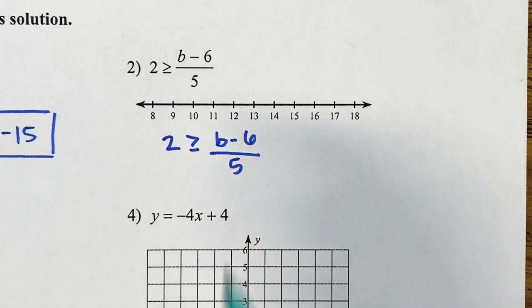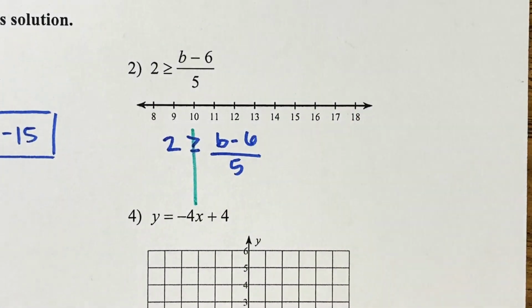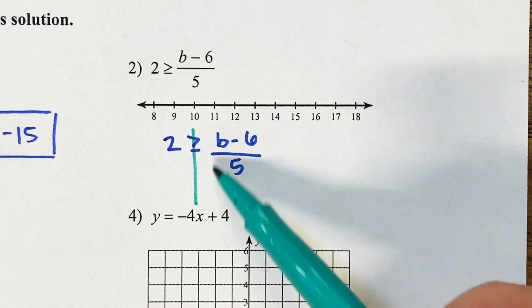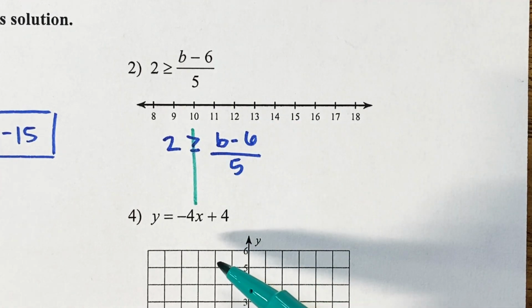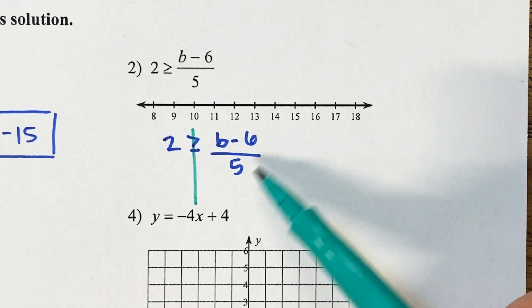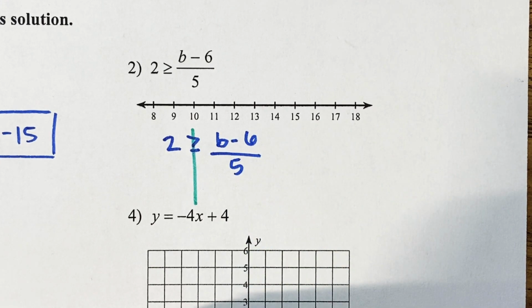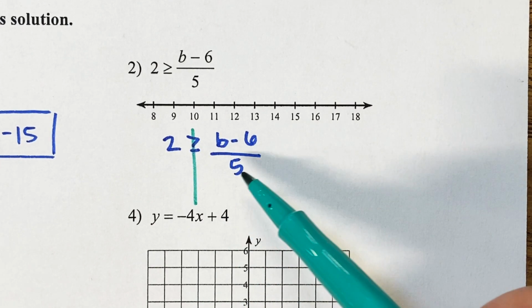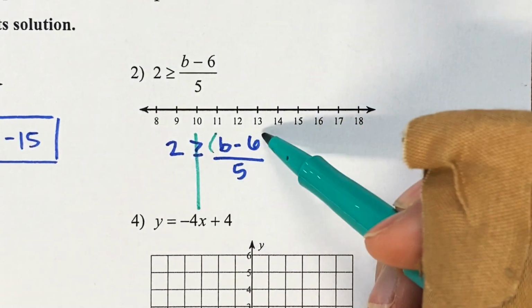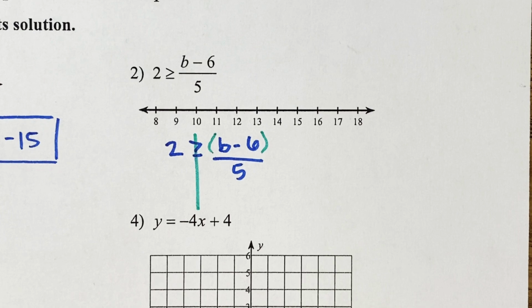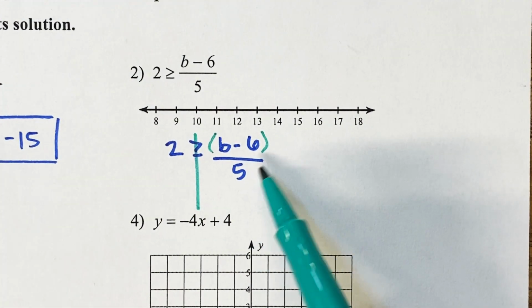I'm going to draw my line down my inequality sign. And what is my first step for getting this b by itself? We are looking at this side of my inequality because we need to get that b by itself. What is the first thing I need to get rid of? It's going to be this divide by 5, because this minus 6 is attached to that, so it's closest to it. So we need to get rid of the denominator first.